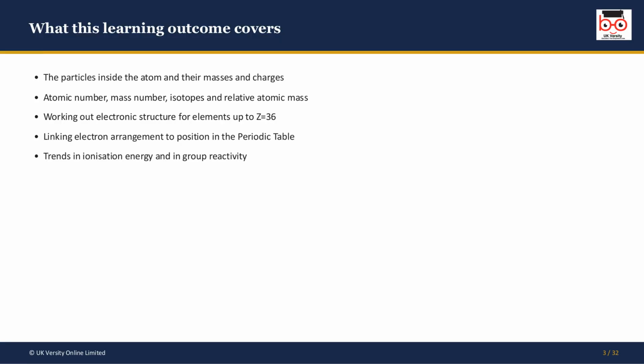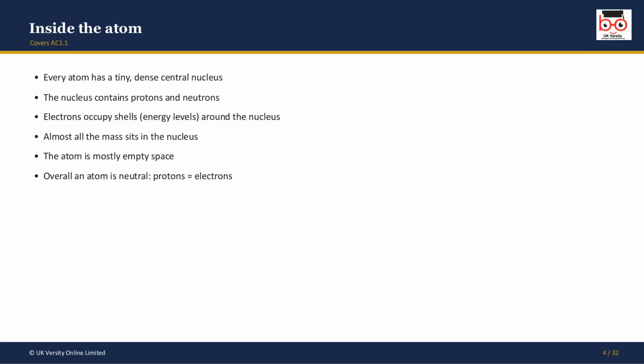We start inside the atom with the particles that make it up, their masses and charges, then move on to atomic number, mass number, isotopes, and relative atomic mass. From there, we work out electronic structure for elements up to element 36, link that arrangement to an element's place in the periodic table, and finish with the trends in ionization energy and reactivity. Let's begin right at the center.